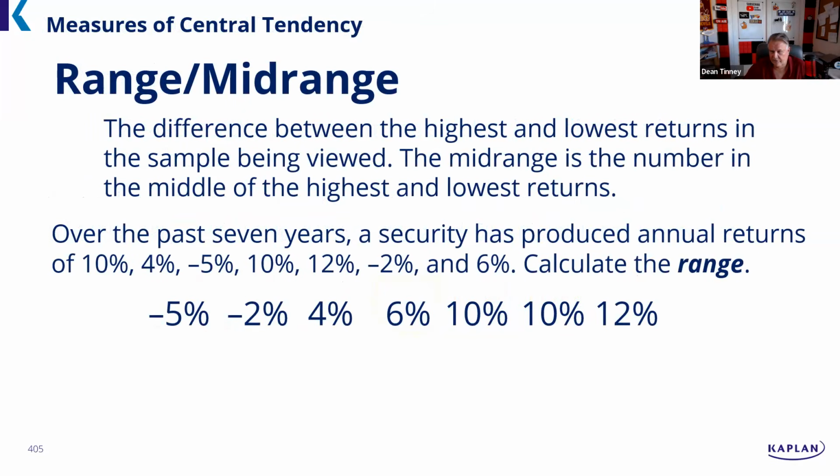So over the past 7 years, calculate the range. I always think of it as a thermometer, like my friends in Minnesota. If it goes from -5 to 12, that's 17 degrees. That is the movement in the security from -5 to 12. So the range is here, we sort it out, and that is the range.